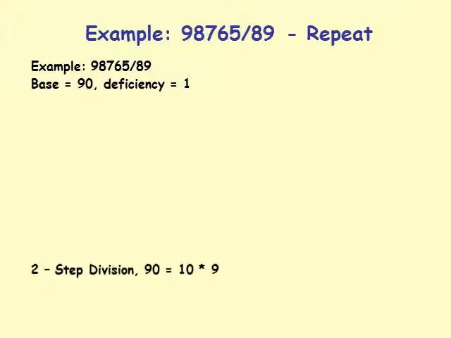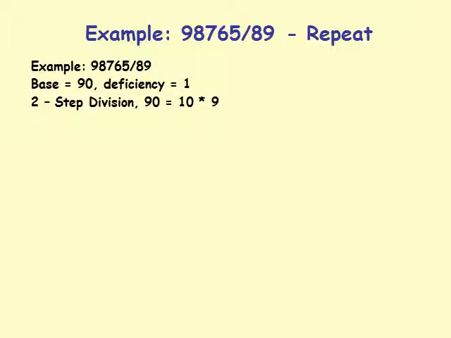We do that same problem again, and this time I will use a base of 90. 90 is 1 more than 89, so the deficiency is 1. 90 is not a natural base number, it is a proportional base number. So it is a two-step division again. 90 is equal to 10 times 9. The first division is by the natural base number, which is 10. The second division is by the other factor of the chosen base number, and we make any adjustments due to deficiency or otherwise in the second division.